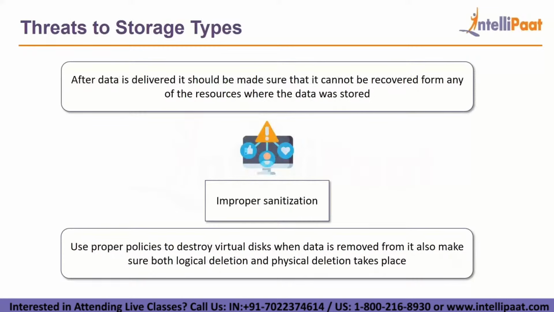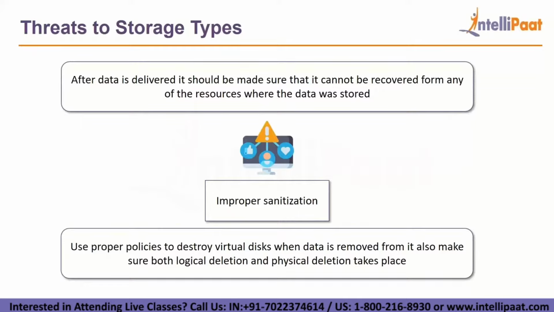Finally, there's improper sanitization. After data is deleted or delivered, it should be made sure that it cannot be recovered from any of the resources that the data was stored on. So for instance, once you download an archived copy of it and you delete the data, then it should not be possible for people to look at the cloud computing resources and recover bits and pieces of the data. To do this, you need to use proper policies to destroy data and destroy virtual disks on which the data is stored once the data is removed completely from them.